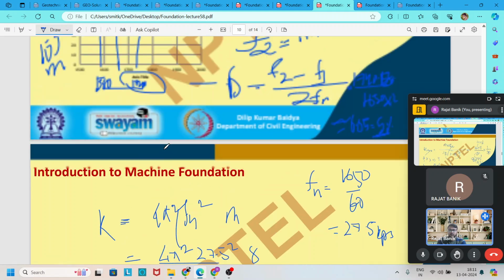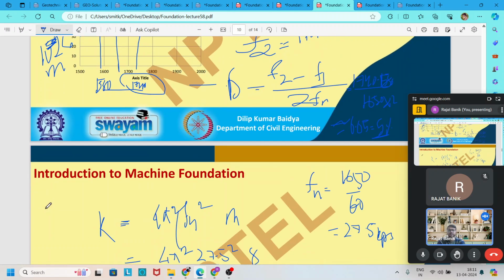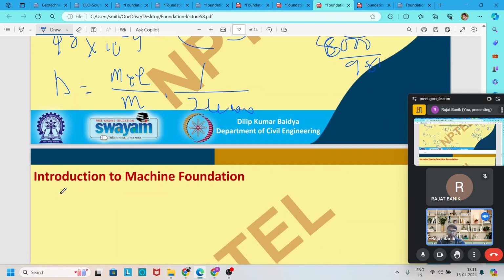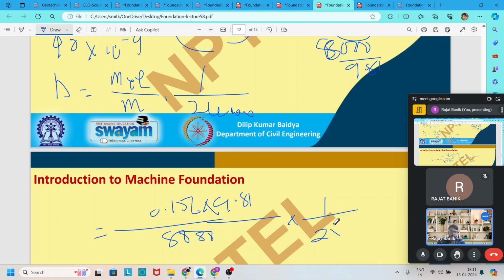Sorry, this is not 10 to the power 9, it is 10 to the minus 6, not 10 to the minus 9. I was wrong here, so just adjust it. So I am putting this value: 0.156 divided by 8000 into 9.81, into 1 by 2 into 90 divided by 6. So the answer is 0.156.